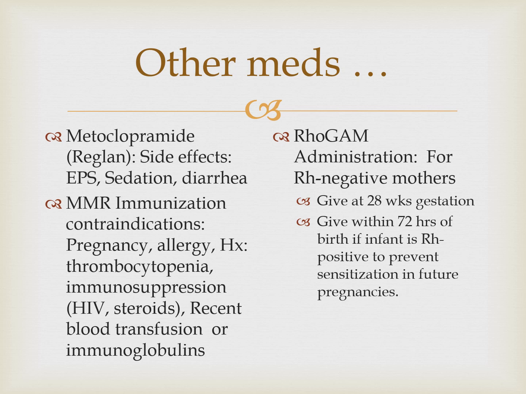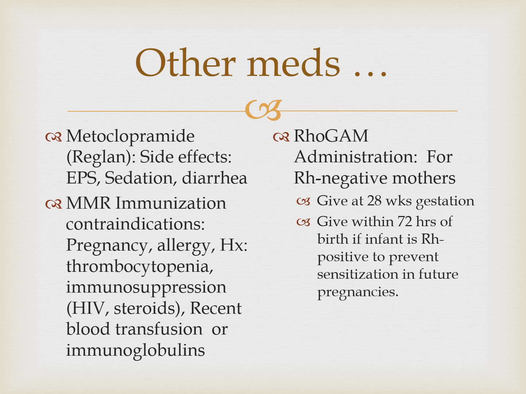MMR immunization is contraindicated with active pregnancies, allergies, a history of thrombocytopenia, or if they're immunosuppressed, such as with HIV or steroids. If they've had a recent blood transfusion or immunoglobulins, then we're not going to give them the MMR either. We need their body to adjust to the transfusion before we expect it to start building antibodies for the immunization.